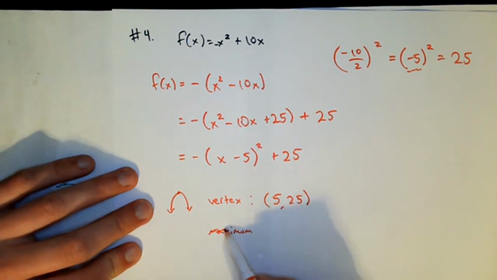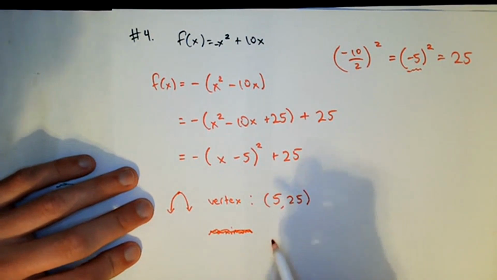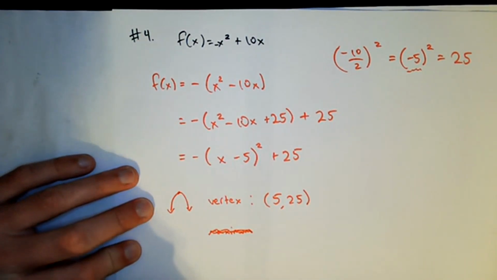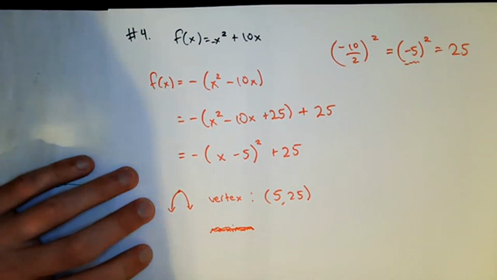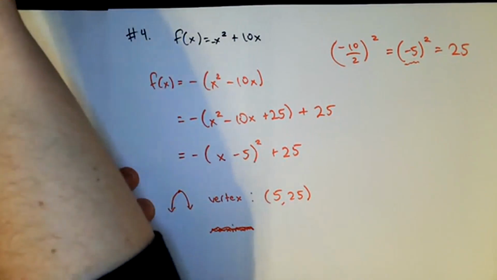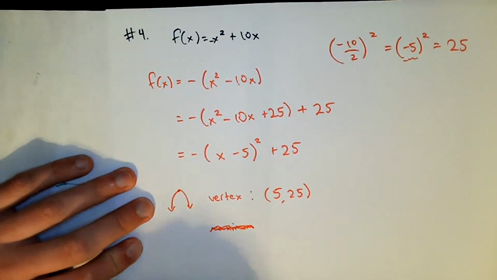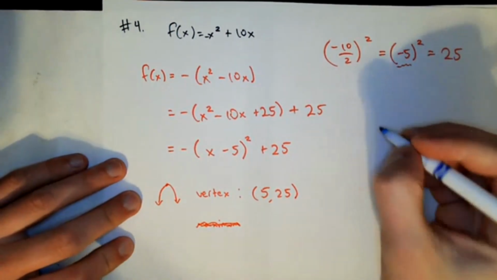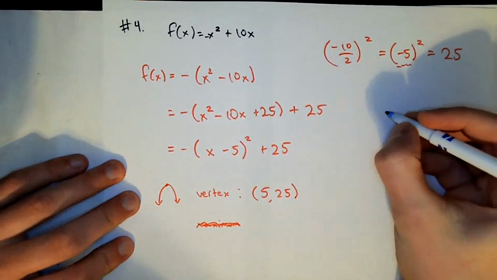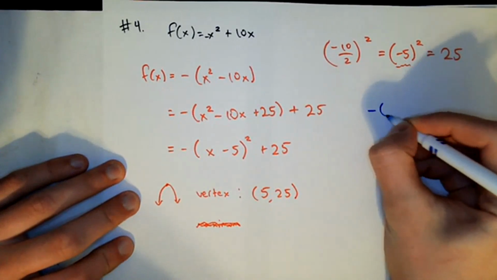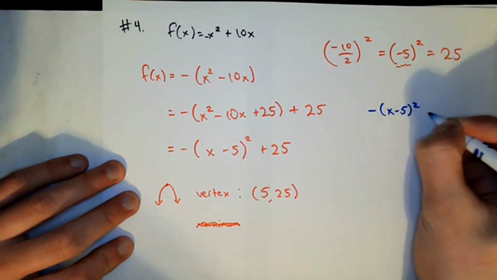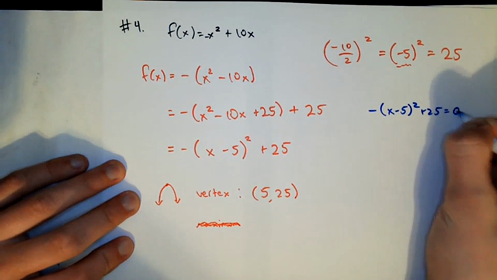They don't ask for the maximum, but if we have the vertex, we can say the maximum, but they didn't ask for it explicitly. Okay, so the x-intercepts now. For the x-intercepts, I'm going to take my function and set it equal to 0. So negative of (x minus 5) all squared plus 25 equals 0.